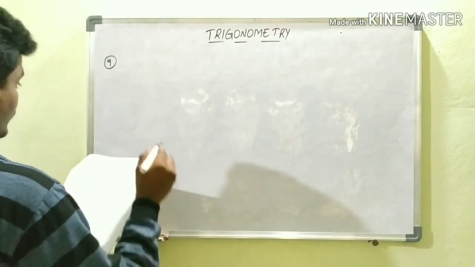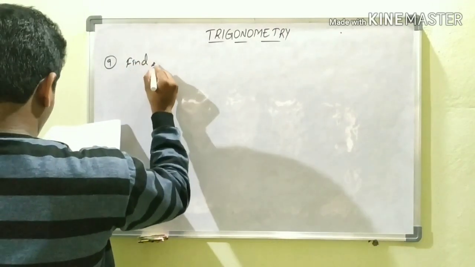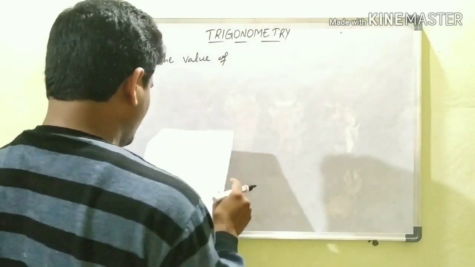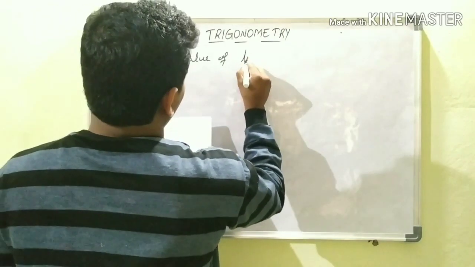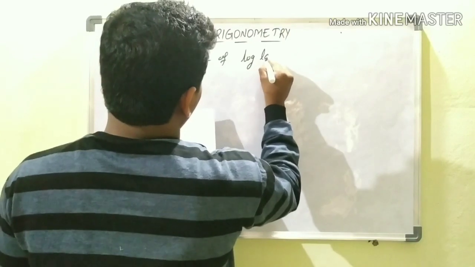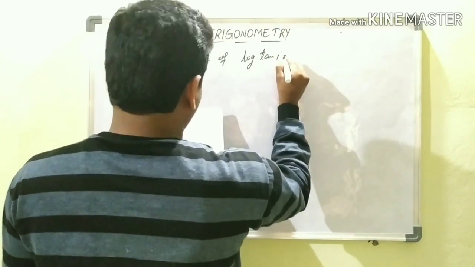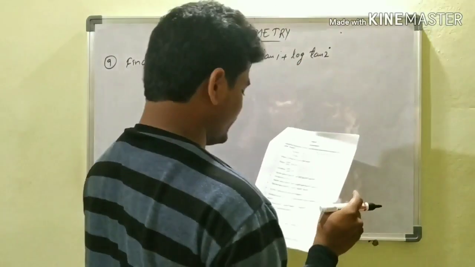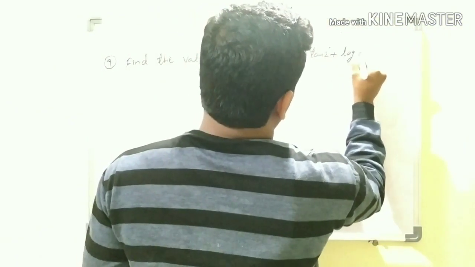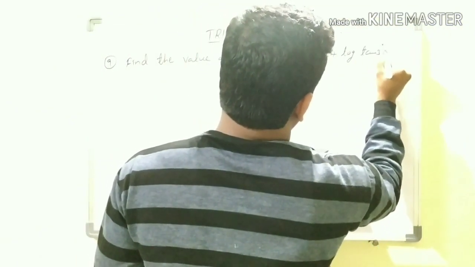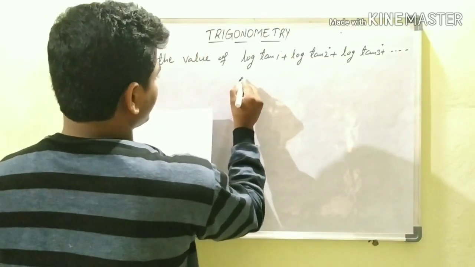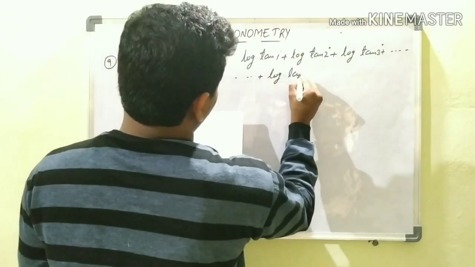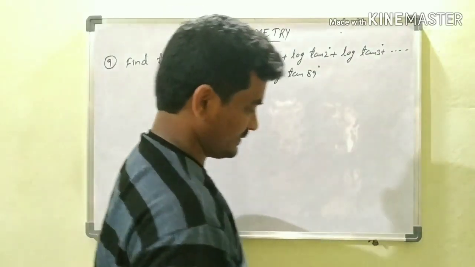Ninth one. Find the value of log tan 1 degree plus log tan 2 degrees plus log tan 3 degrees plus and so on, plus log tan 89 degrees.